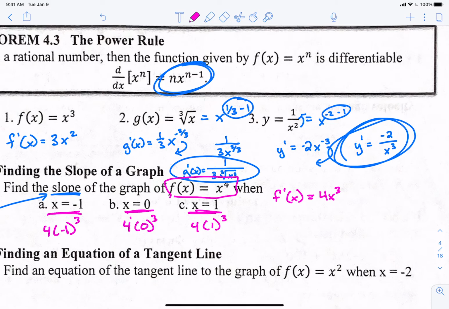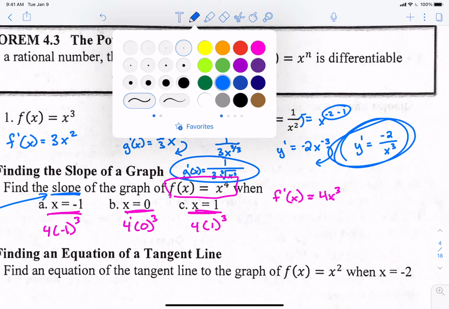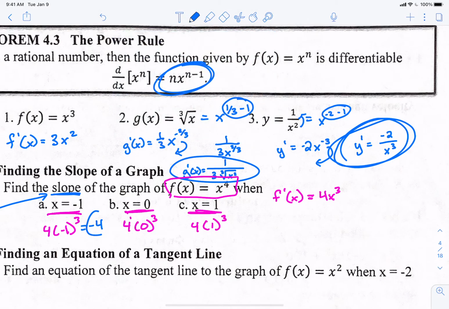So what's the slope of the first one going to be? Negative 4. The slope of the second one is going to be 0. The slope of the third one is going to be a positive 4.